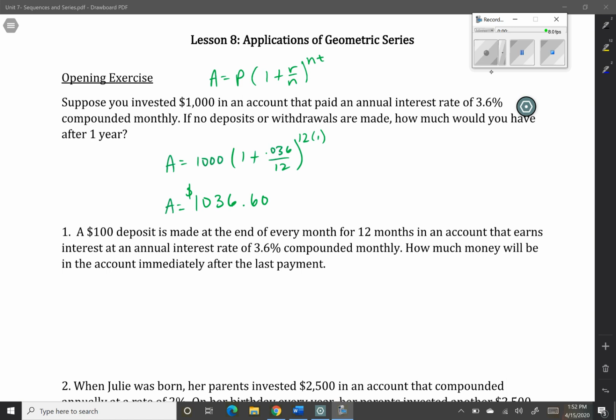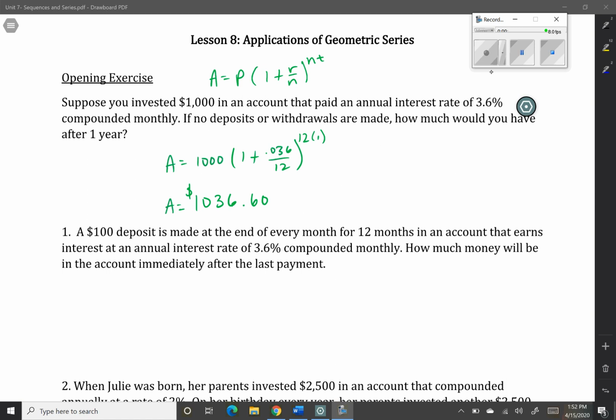All right, so welcome back to the video here. So hopefully you tried this. This is a throwback question to just our exponential growth problems that we did. This was a monthly deposit, or a monthly interest rate. So we used 12 for n. 0.036 winds up being our interest rate, so we use that, and we can go from there.